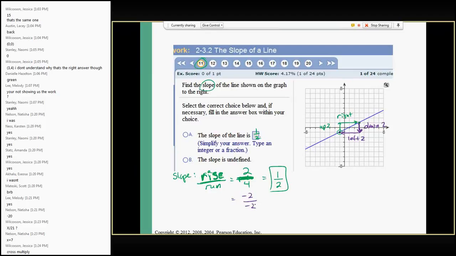Oops, negative 4, left 4. So what's negative 2 divided by negative 4? Still positive 1/2. So you have to be careful. Your slope is still going to be the same answer, but how you look at it on the graph could be a little bit different. Green is up and to the right. Purple is down and to the left, but the slope is still going to be the same answer, right?